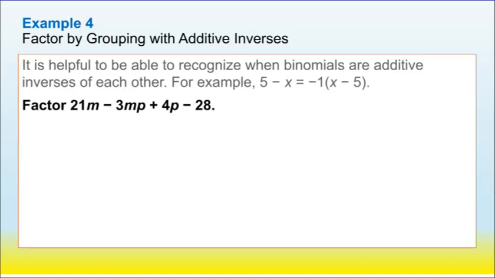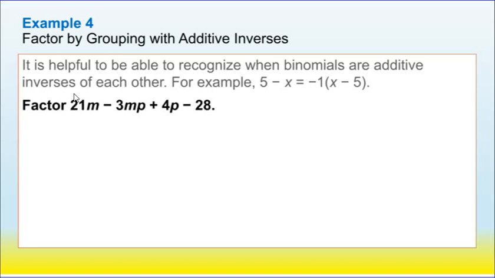Example 4, factor by grouping with the additive inverse. So what do they mean by the additive inverse? It is helpful to be able to recognize when binomials are additive inverses of each other. For example, 5 minus x is equal to a negative 1 times x minus 5. So this is just another way of saying you're going to factor out a negative number. So here, if I group this, I'm going to group these two and then group these two. And then I'm going to switch.